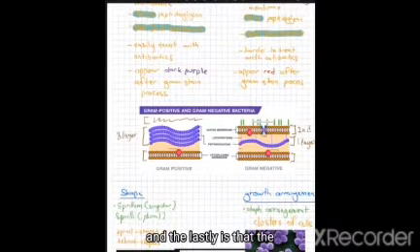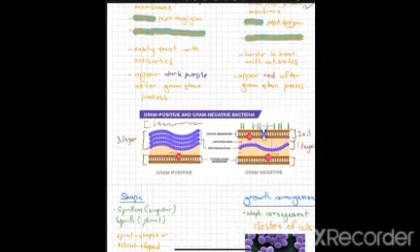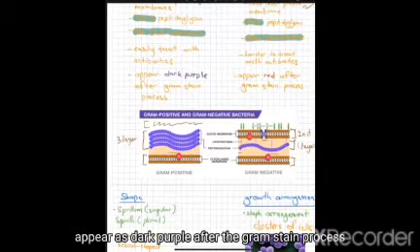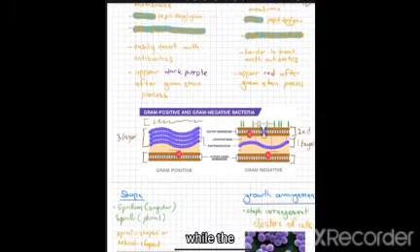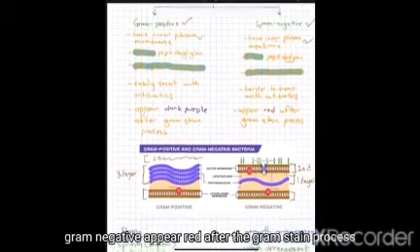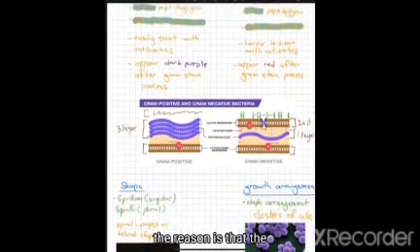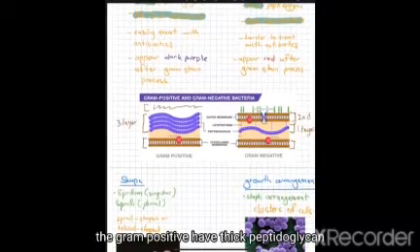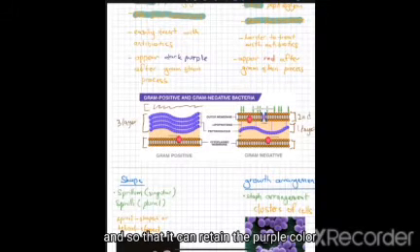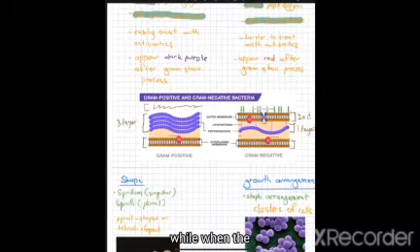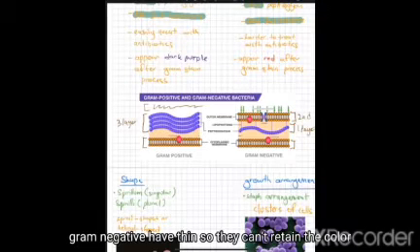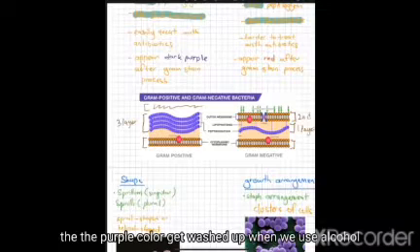And lastly, the gram positive appear as dark purple after the gram stain process, while the gram negative appear red after the gram stain process. The reason is that the gram positive have thick peptidoglycan, so that it can retain the purple color, while the gram negative have thin, so they can't retain the color, so the purple color gets washed out when we use alcohol.